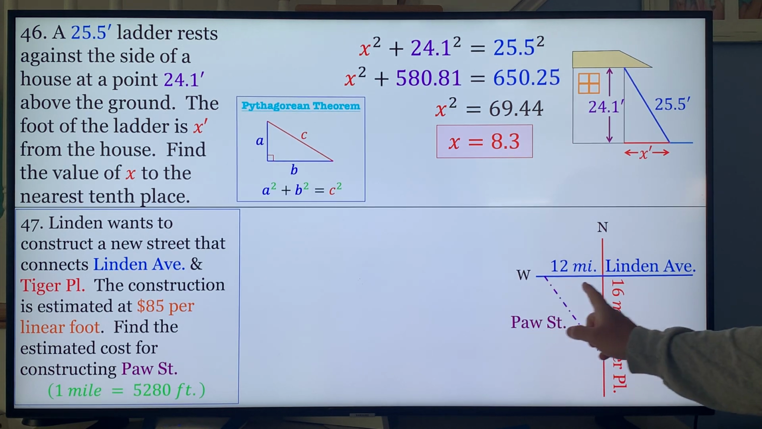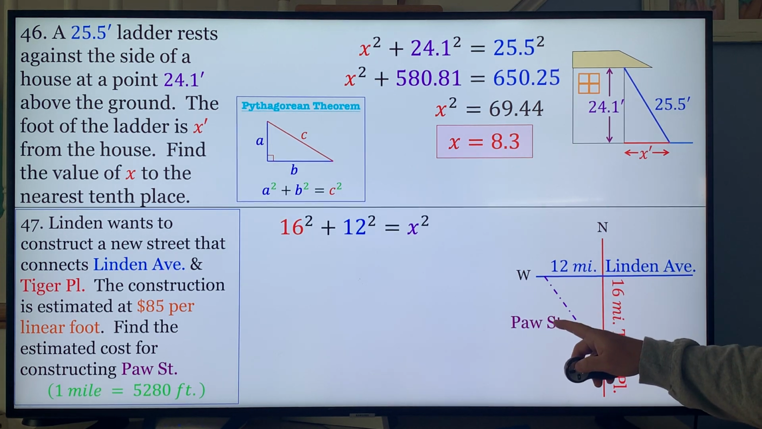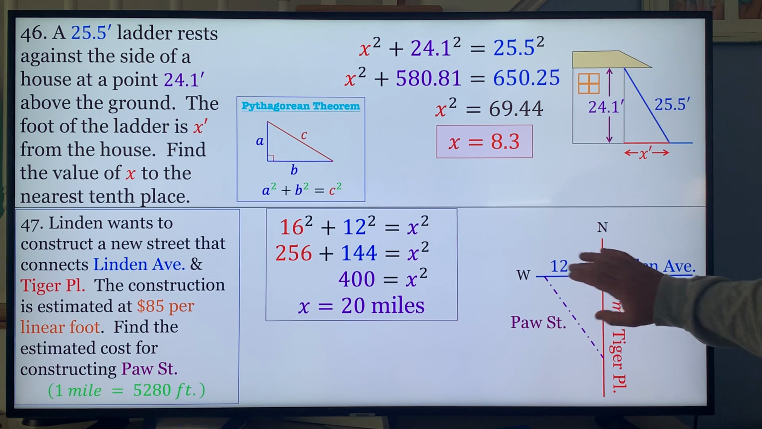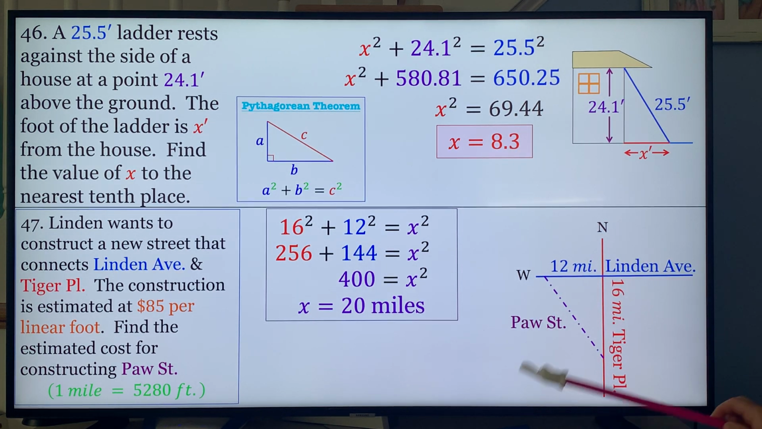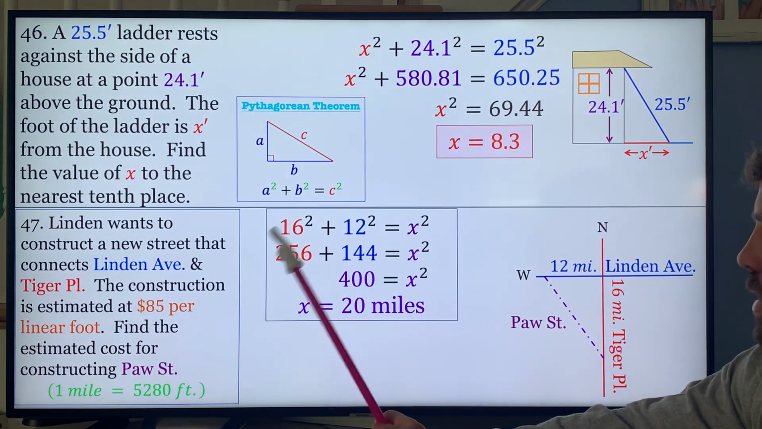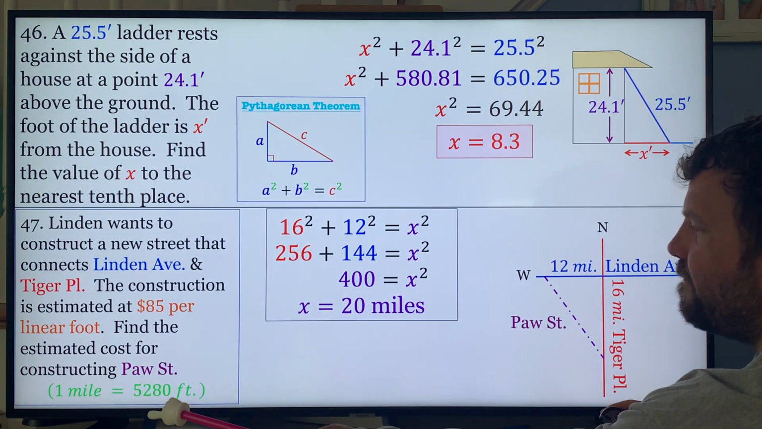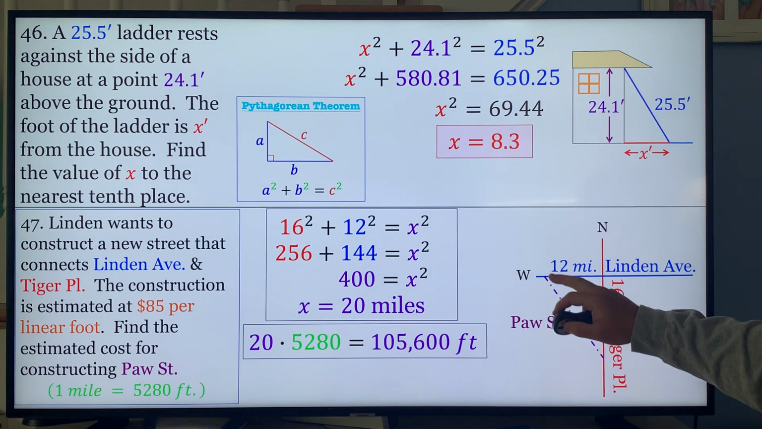So how do we find this? Pythagorean Theorem, 16 squared plus 12 squared equals whatever the length of Paul Street is squared. All right, you get Paul Street is the square root of 400 or 20 miles. So 12 squared plus 16 squared, square root of that is 20, so Paul Street's 20 miles. So 85 per foot. If it's 20 miles, you convert miles to feet. How many feet is in a mile? 5,280. So 20 times 5,280 equals 105,600 feet. That's how long this road is.